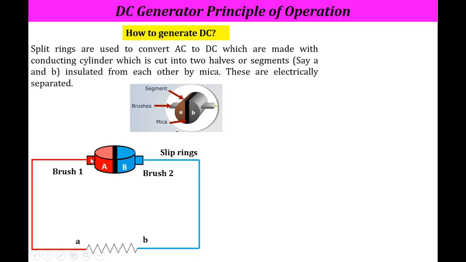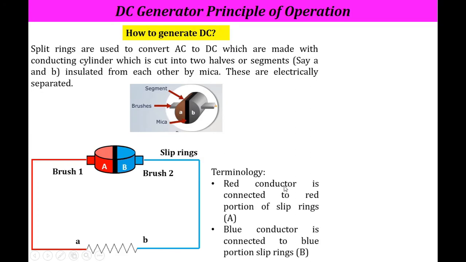So this is part A of a slip ring which is connected to brush 1. Then it is a load A to B, and after that this conductor is connected to, let's say, brush 2, and here it will be connected to the other part of the slip ring, that is slip ring part B. Now here the terminology is that the red conductor is connected to the red portion of the slip ring, and the blue conductor is connected to the blue portion of the slip ring. Remember that the brushes will not move, brushes are stationary, only this particular slip ring will rotate.